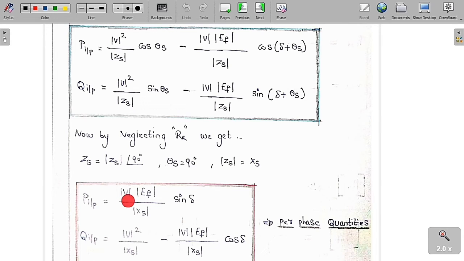The per phase active power input is equal to mod V into mod EF by mod XS sin delta, and the per phase reactive power input is equal to mod V whole square by mod XS minus mod V into mod EF by mod XS into cos delta. So these are the active power and the reactive power given from the input side. These are the per phase quantities.